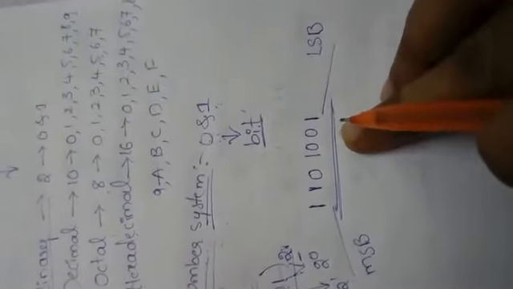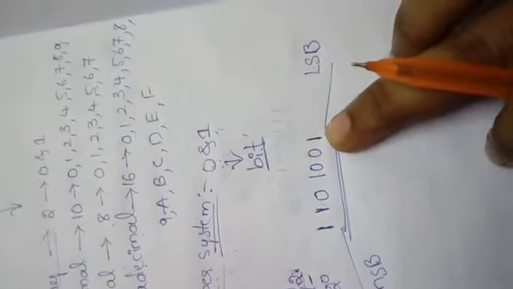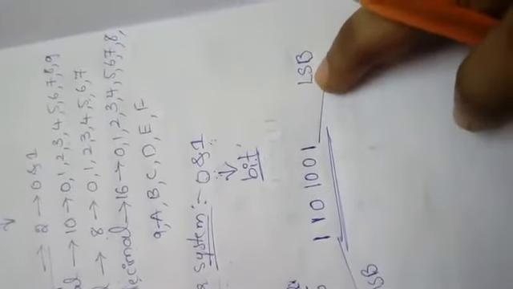Remember the point: in whatever binary data you have, the rightmost bit, the first starting bit at the right side, we call the LSB, that is, the least significant bit.